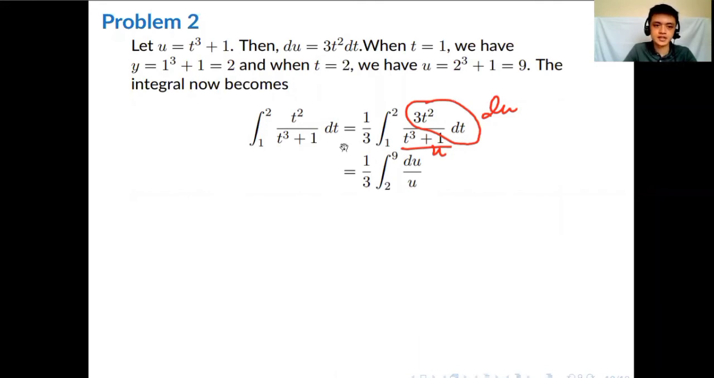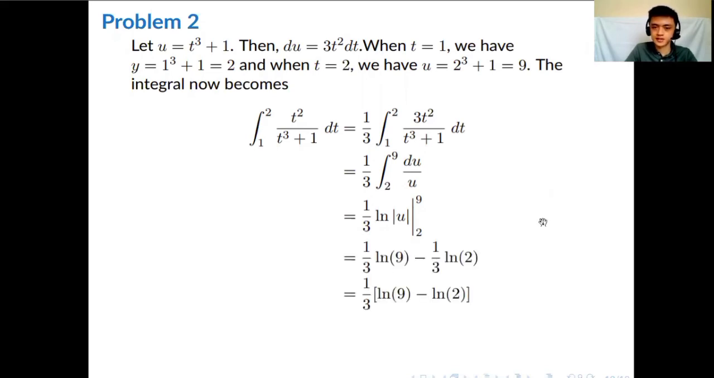And alam naman natin yung antiderivative niya, which is ln absolute value of u. Then multiply 1/3 to that. So evaluating at u equals 2 and u equals 9, we'll get this thing here, which we can simplify or express in another way as such. Okay? So it's just 1/3 ln of 9 over 2. All right?